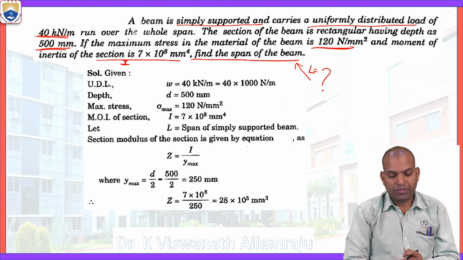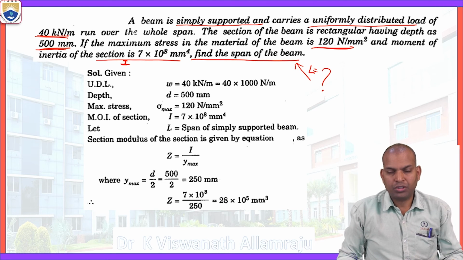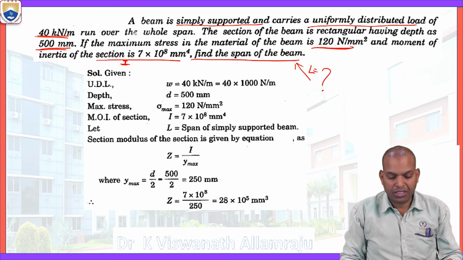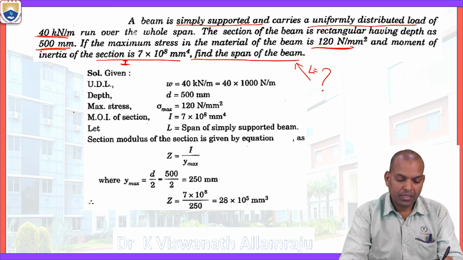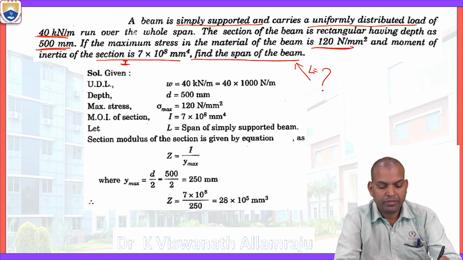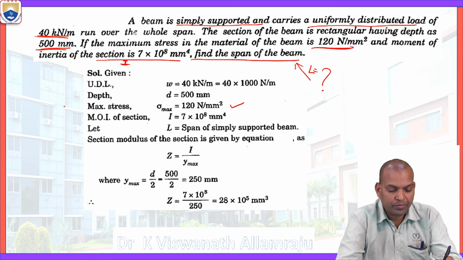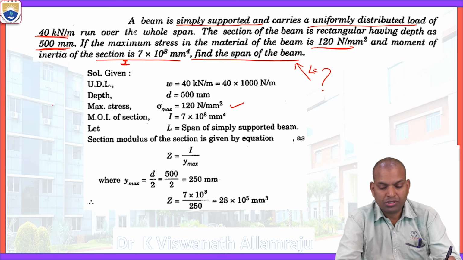So what are the inputs given? UDL, that is 40 kilonewton per meter, that is 40,000 Newton per meter. D, depth is 500 millimeters, maximum stress 120 Newton per square millimeter, and moment of inertia of the section I, that is 7 into 10 power 8 millimeter power 4. L is the span of the simply supported beam, to be found out. Let us begin.